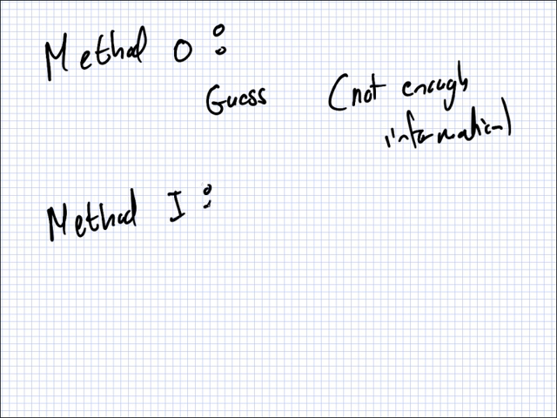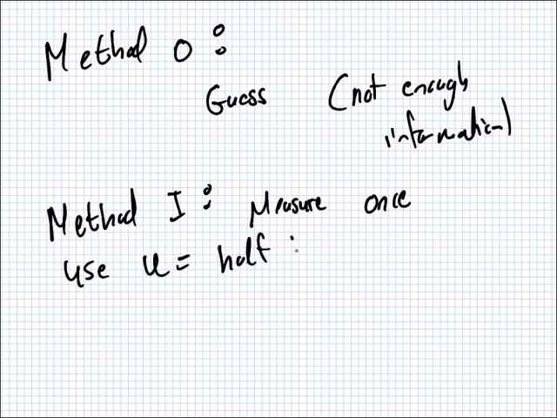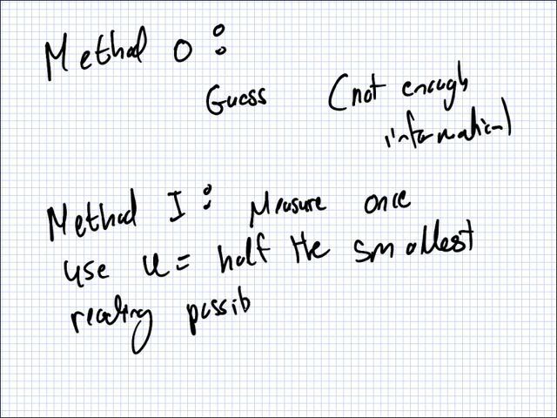Method 1. Okay. So you can use method 1 if you have 2 measurements. Oh sorry, no, I'm wrong. I'm thinking of the next method. Method 1, if you only have 1 measurement, if you only measure once, you use U is half the smallest reading possible. Now I'll explain what I mean by this.